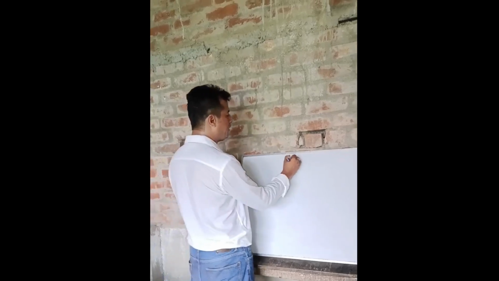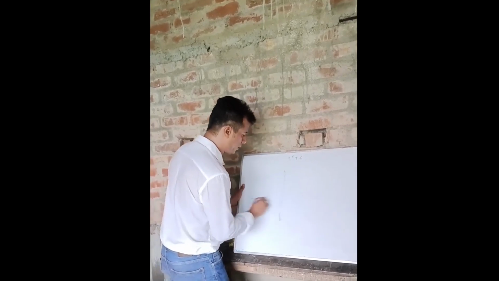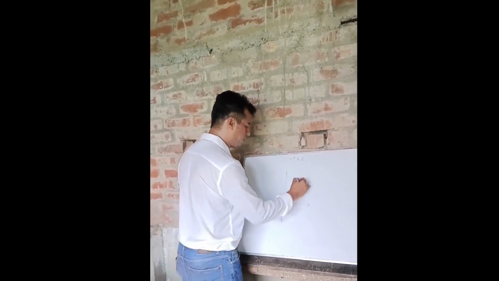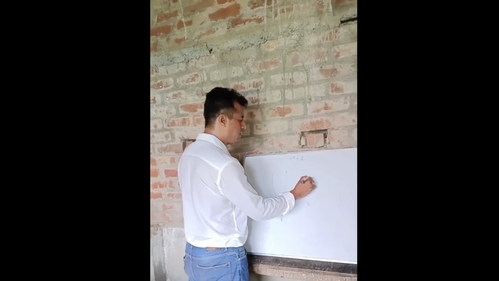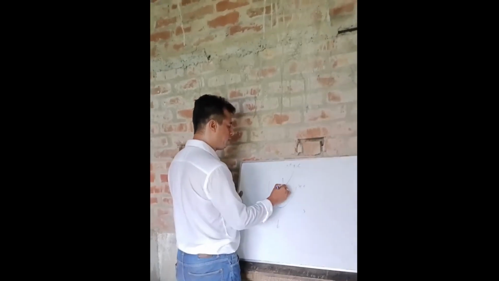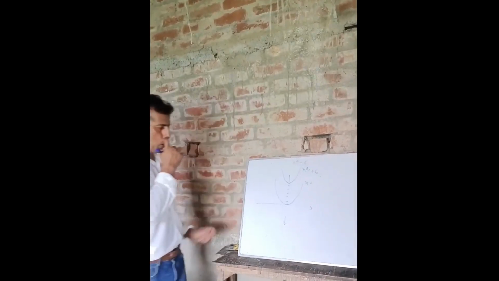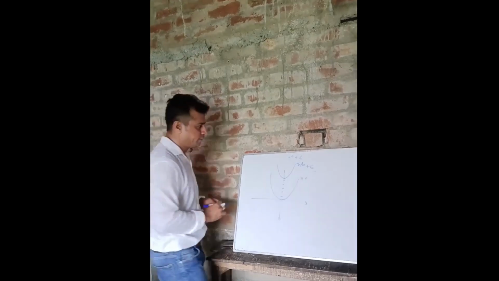If someone says x to the power 6 plus 6, we have to do nothing special. Make the graph of x to the power 6. The x to the power 6 graph will look like this. Then 6 units upward: 3, 4, 5, 6. 6 units upwards. This is x to the power 6 plus 6.